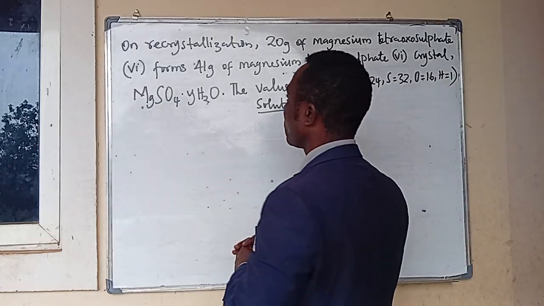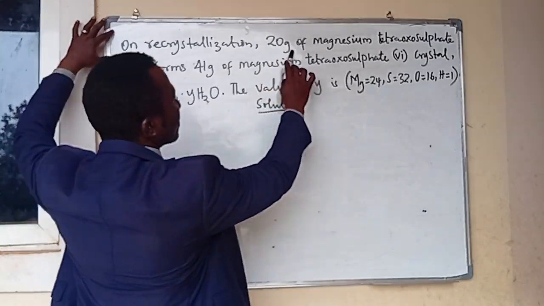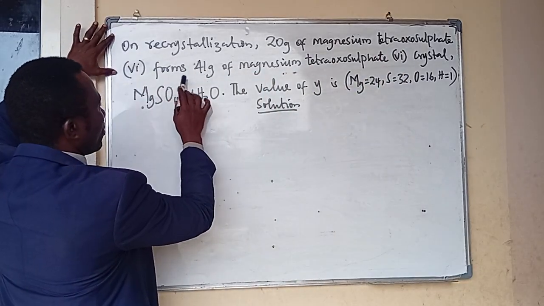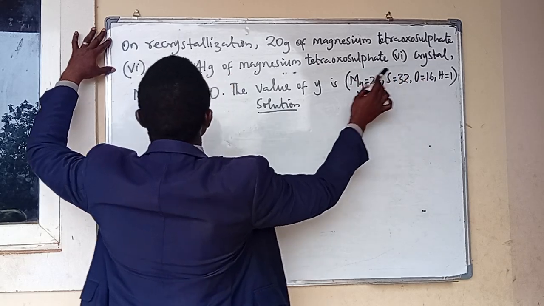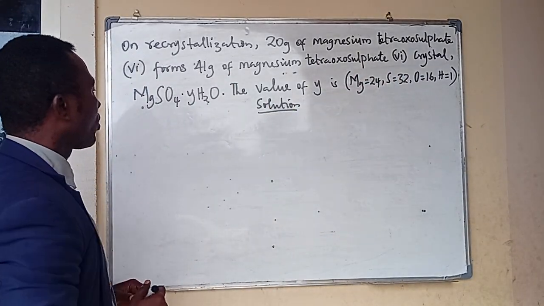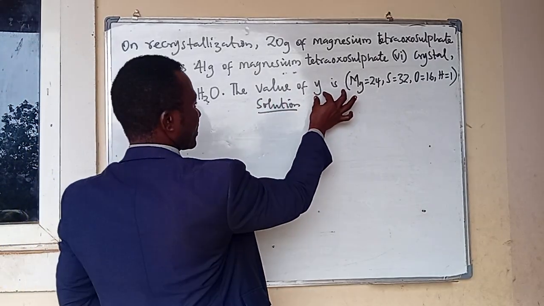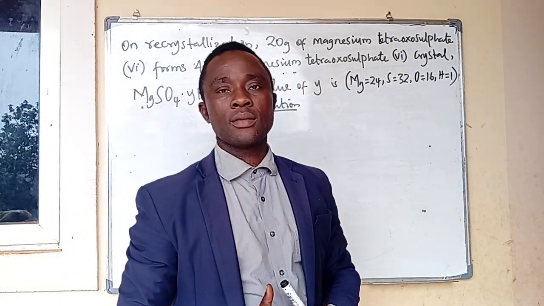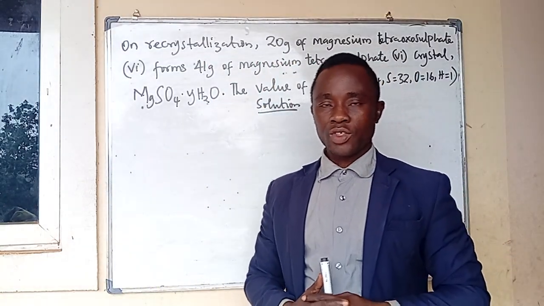Now, if you look at the question, it says on recrystallization, 20 gram of magnesium tetraoxosulfate(VI) forms 41 gram of magnesium tetraoxosulfate(VI) crystal, which by formula is MgSO4.YH2O. We are required to get the value of Y. That Y there simply means the number of molecules of water of crystallization.